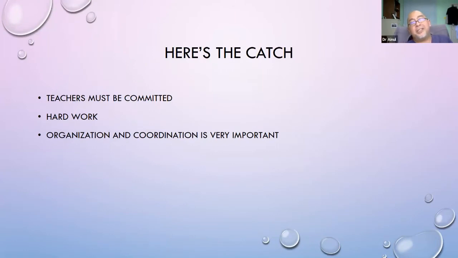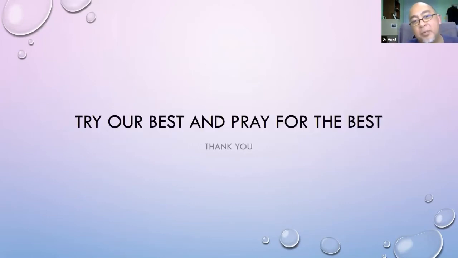So the catch, this is the main catch, is that it's a lot of hard work. The teachers have to put in a lot of effort. There's a lot of organization and coordination involved, but I think it's worth it. We can't just let our students wither away, missing out on their clinical encounters. So that's my 2 cents. I'm sorry I don't have the wizardries. We try our best and we pray for the best.